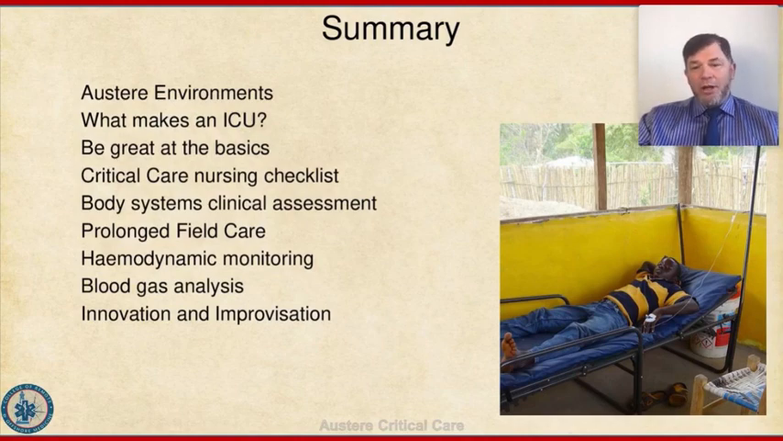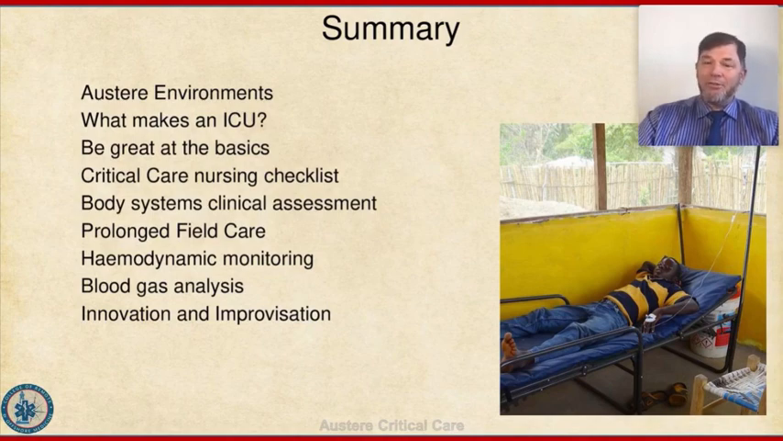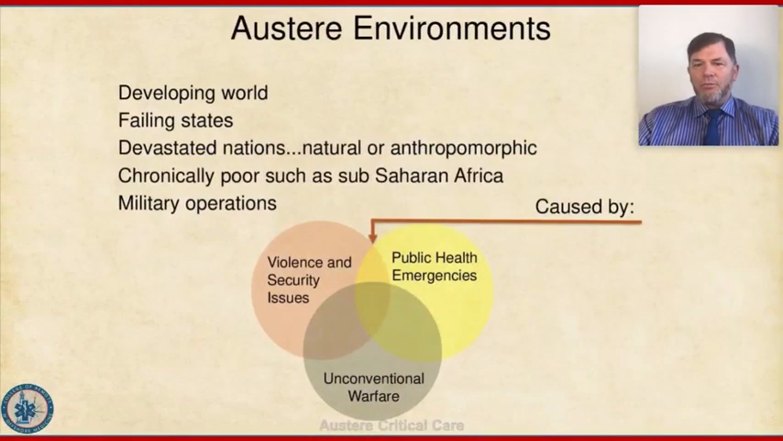On the bottom right, that might be your critical care unit. That might be your ICU. It could be a somewhat sheltered room. It might be a cot with a mattress and a stick for an IV pole. That might be your ICU. We're going to talk about what exactly makes an ICU in remote environments.